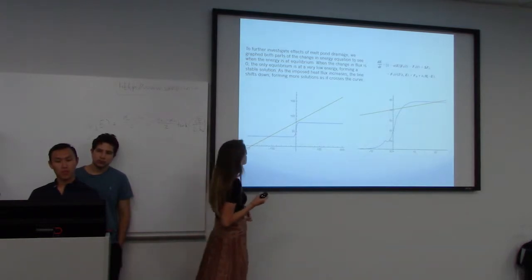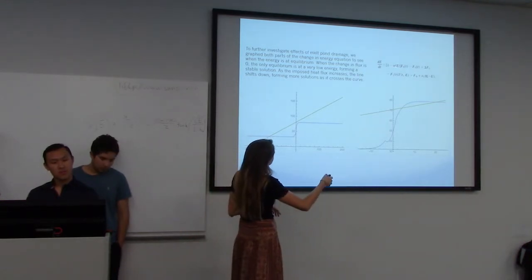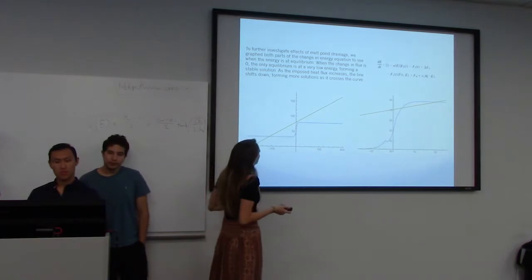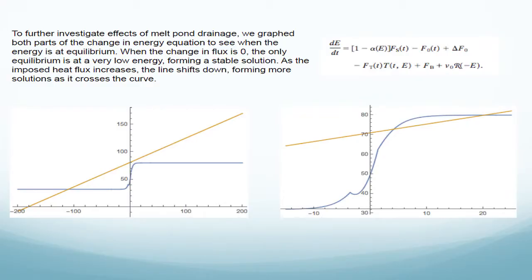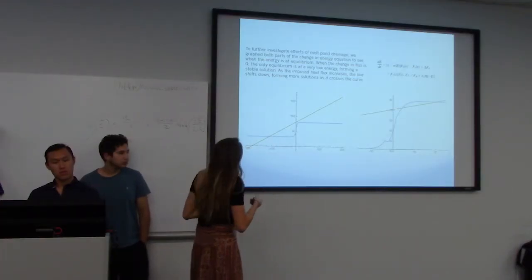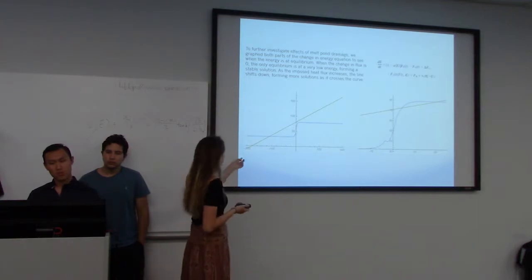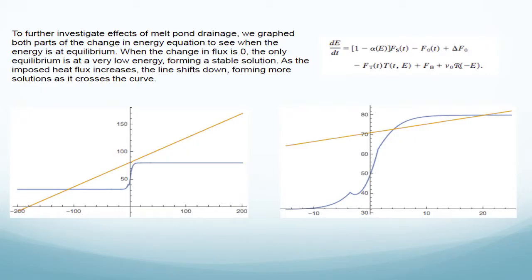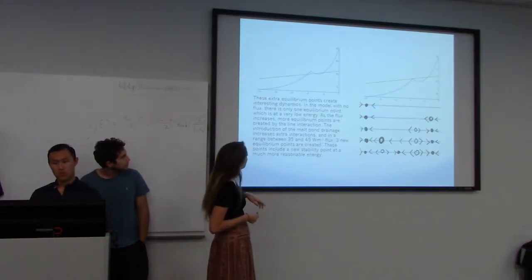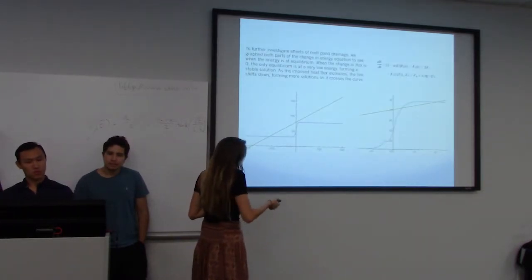And then another thing we really wanted to do was look at some graphical analysis of the equilibrium states. So this is the energy equation that we used. This is the albedo that we got from this equation. And so equilibrium states are just when this change in energy term is 0. So by graphing this term and the rest of it, we can see where they intersect based on different fluxes, which is this term. So with no change in flux, we have one equilibrium state all the way down here. However, as the flux increases, the line will move down and intersect with the line at multiple different points. So the interesting thing about the melt pond drainage is that it creates this bump in the graph that you can kind of see here, just right there.